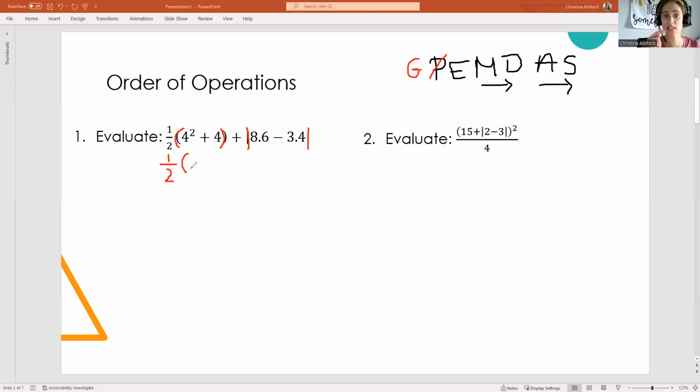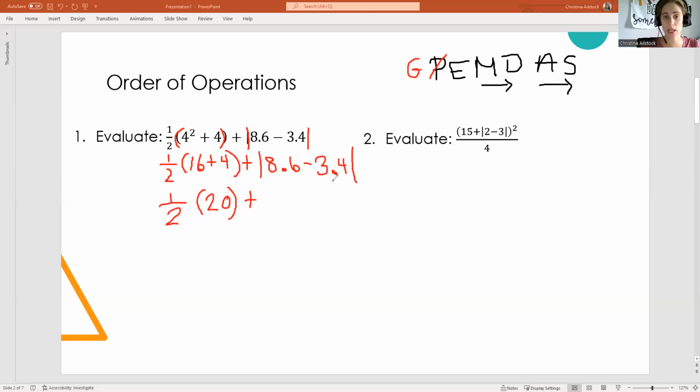4 squared means 4 times itself 2 times. So 4 times 4 is 16. And then I'm going to bring everything else down. I'm going to make my absolute value signs nice and lengthy, so I know that they're absolute value signs and not like the number 1. Now we're going to continue to simplify within this group here, within these parentheses. We have 16 plus 4, which gives us 20. All right, so that grouping symbol is done.